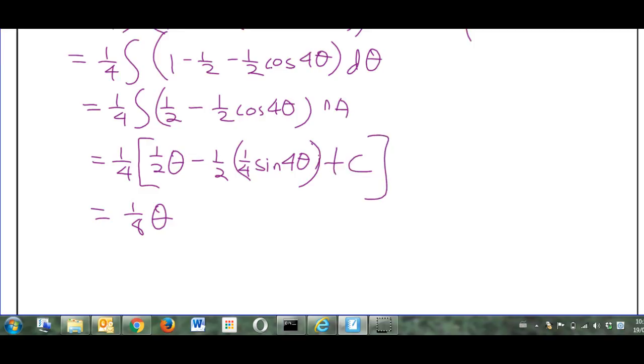And here we've got a half times 1/4, which is 1/8, times the quarter from out here, so it'll be 1/32. So minus 1/32 sine 4 theta, plus c. Same c, different c, whatever you like. It's 1/4 of the original c.